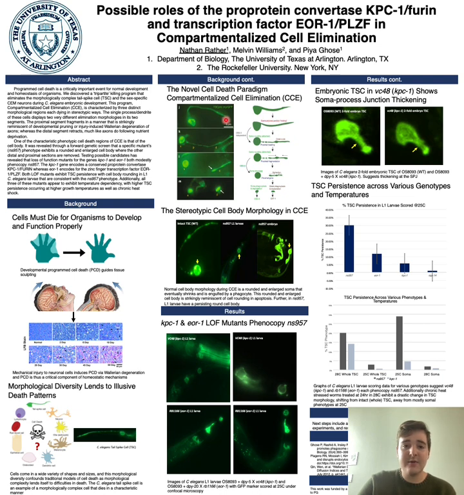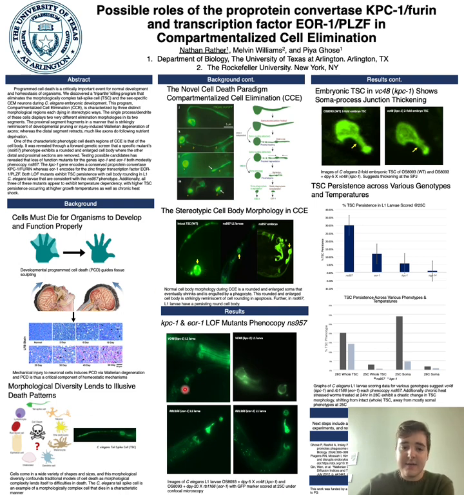It was found through a forward genetic screen that one of the mutants exhibits a very rounded cell body, or soma. And so we set about trying to elucidate the genes and proteins responsible for this soma cell rounding, because it may help us better understand how the soma dies through this CCE process.